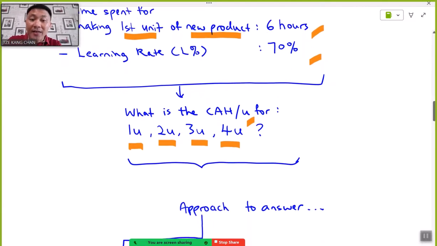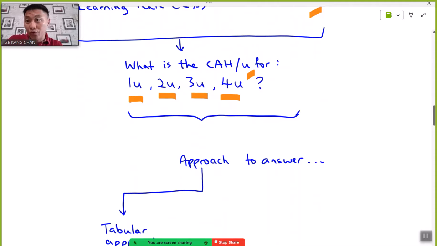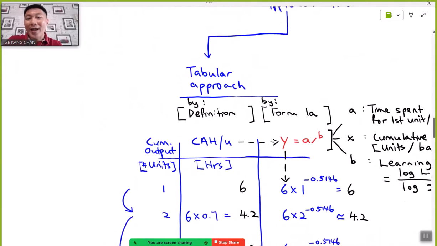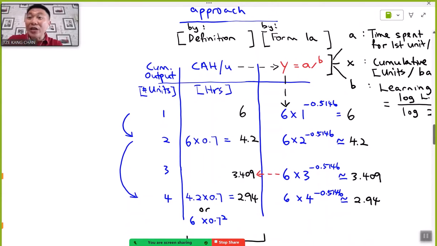To derive this figure, the following is the most commonly used approach to work out the answer. It is mainly the tabular approach, where a table will be constructed in your working table if the question appears as a multiple choice, or if the question appears in Section C, you will present this in your Excel spreadsheet. The first column is the x-axis in the diagram that we have seen earlier, which is the cumulative output measured either by units or batches, according to what the question says. The second column is the y found in the diagram, which is indicated by cumulative average hours, in this case per unit.